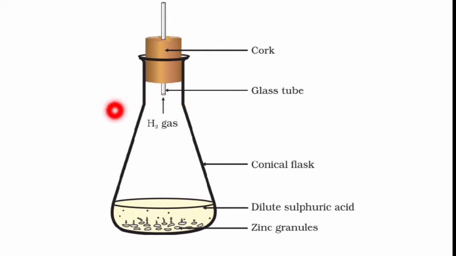For example, we take an activity. This is a conical flask and dilute sulfuric acid, that is H2SO4, is filled here. When you put the zinc granules, means the pieces of zinc, in H2SO4, that is sulfuric acid, there will be a release of a gas, that is evolution of a gas. And which gas is this? Hydrogen gas. When zinc pieces are dipped in dilute sulfuric acid, there is an evolution of gas, and it is a chemical change.